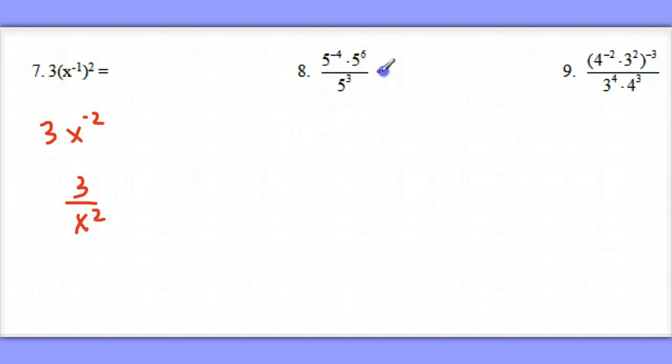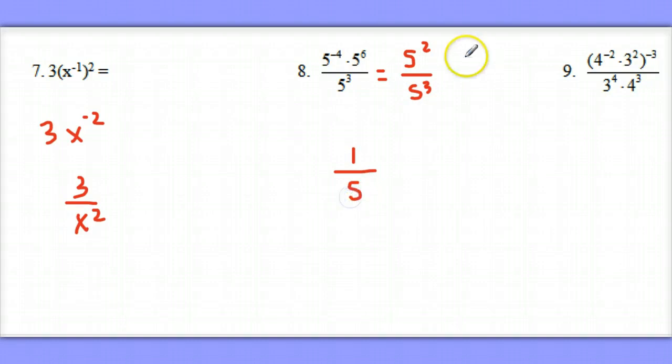Here, let's see if we can rewrite the numerator first. Since these bases are the same, I can add the exponents. We'd have 5 to the second power in the numerator, and we'd have 5 to the third power in the denominator. And we can see that we have more 5's in the denominator than we do in the numerator by 1. So our final answer is going to be 1 over 5 to the first, or we can just say 1 over 5. If you subtracted the exponents, you would have had 5 to the 2 minus 3, 5 to the negative 1, and that would become 1/5.